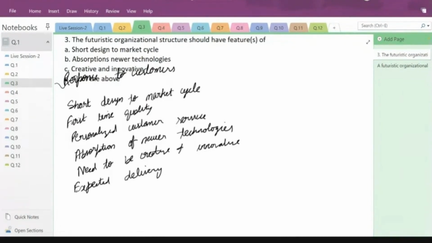So these are some of the things which an organization should look for while designing organizational structures with regard to the retention of customers, so that we can have an increase in demand for the product and also a good grip in the market. Okay, next, let's move on to the next question.